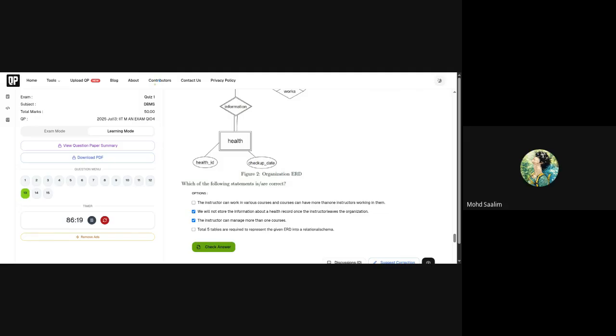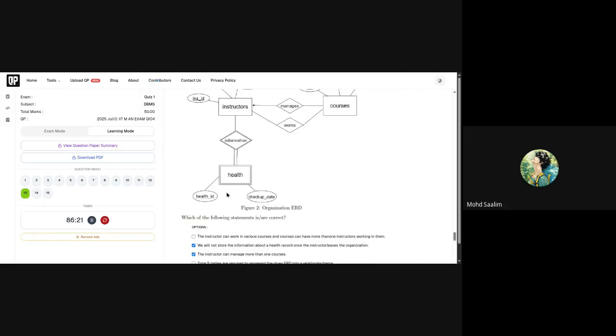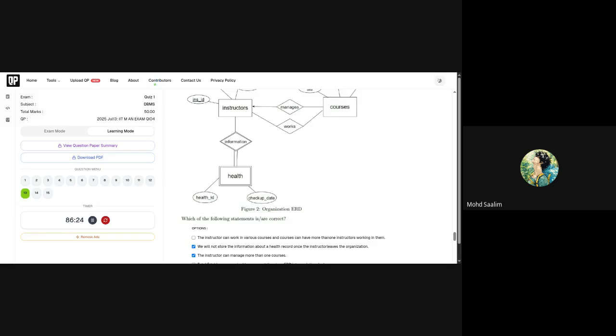Read the second option completely, see the ER diagram once again, and then tell me. Instructor can work in various courses, yes, but the courses can have more than one instructor working in them. For one course, there cannot be multiple instructors, no? Because there is only an end point of arrow that says one course will have one instructor, but an instructor can have multiple courses. We have two relationships here, right?